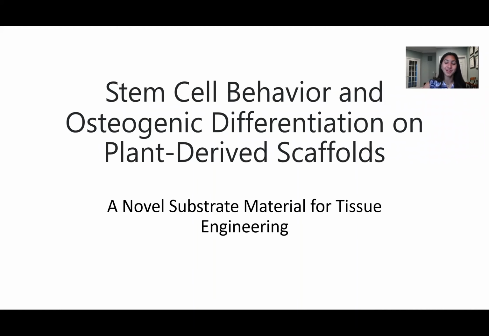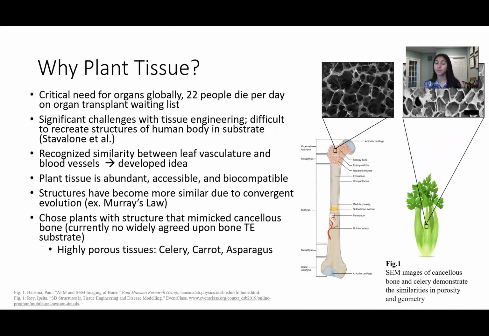My name is Maya, and this is my project. I came up with the idea for my research when I noticed the vasculature of some spinach leaves in my kitchen, and their structure was really similar to the blood vessels in the human body. Now, why does this matter?